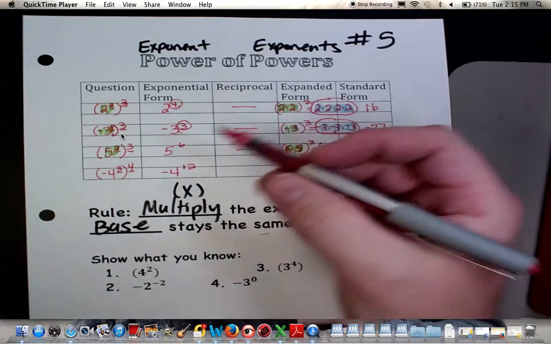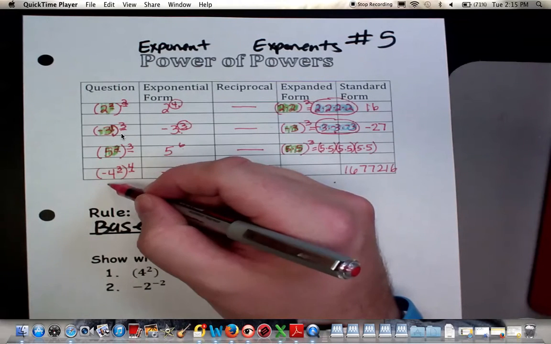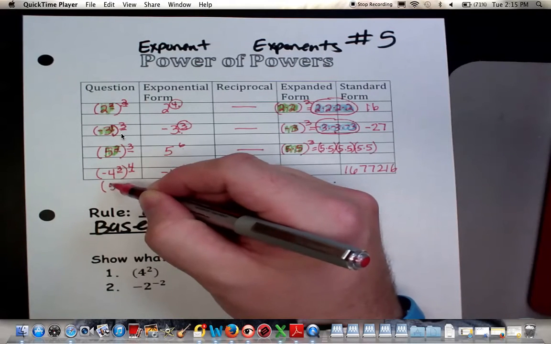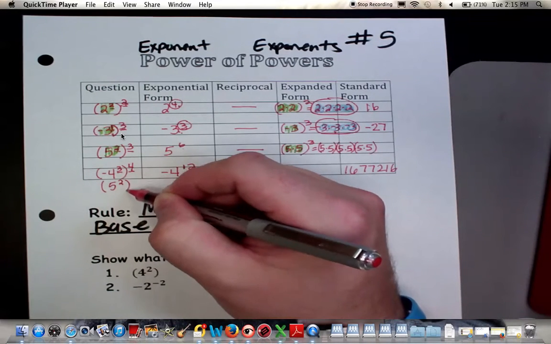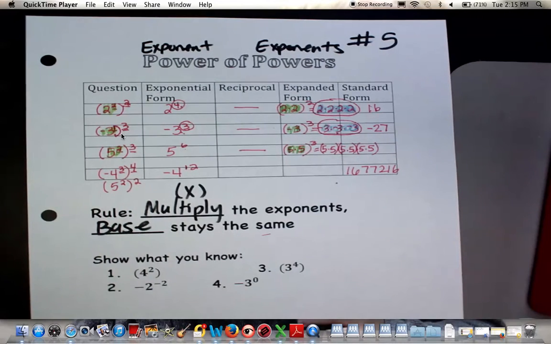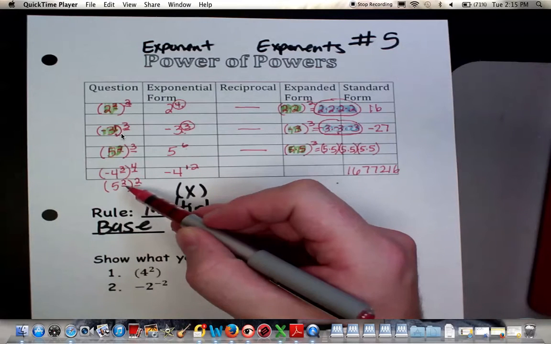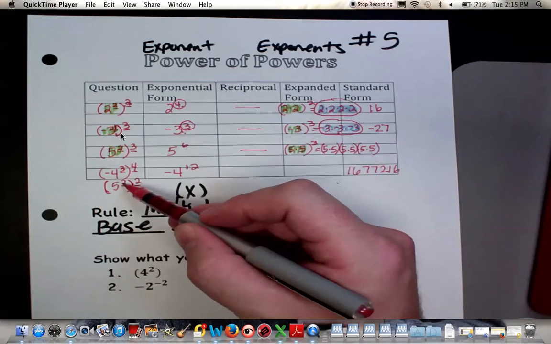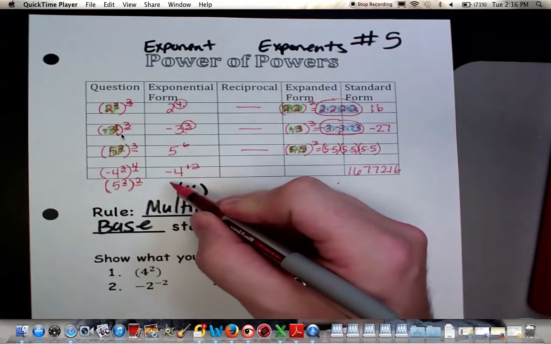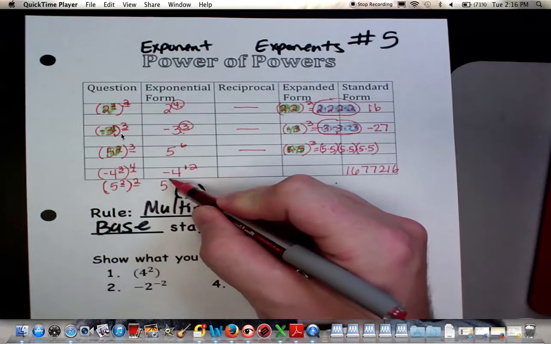I'll try one more with you just to show you. Let's do 5 squared to the second power. I want to write that in exponential form. I find my exponents, which I recognize is a power to a power, or an exponent to an exponent. So I'm going to multiply. It's going to give me 5 as my base, and 2 times 2 is 4.